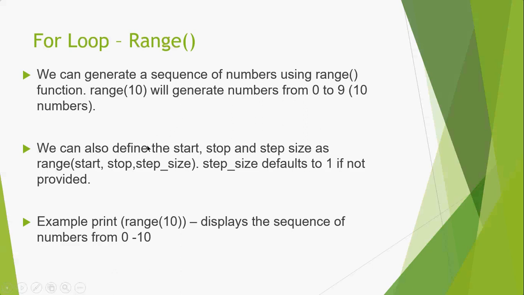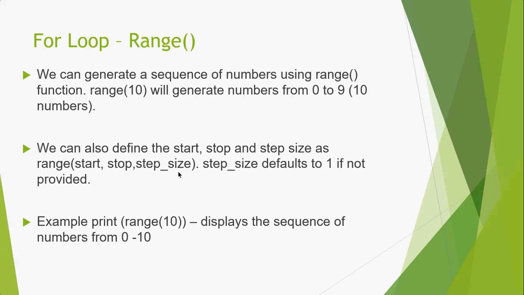Similarly, you can also define the start, stop, and step size. So what do we mean by step size? When you're talking about C, C++, or PHP, what do you do in a for loop? You say for i equal to 0, i less than or equal to 11, i plus plus, right? Similarly, you can say range 0, comma, stop 10, comma, and you increment it by 1, 2, or 3.